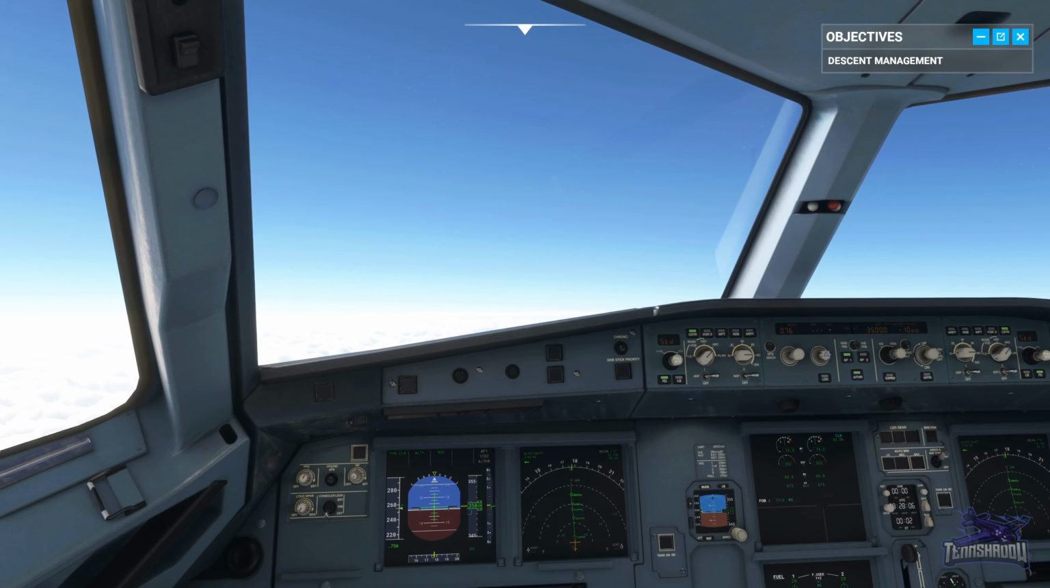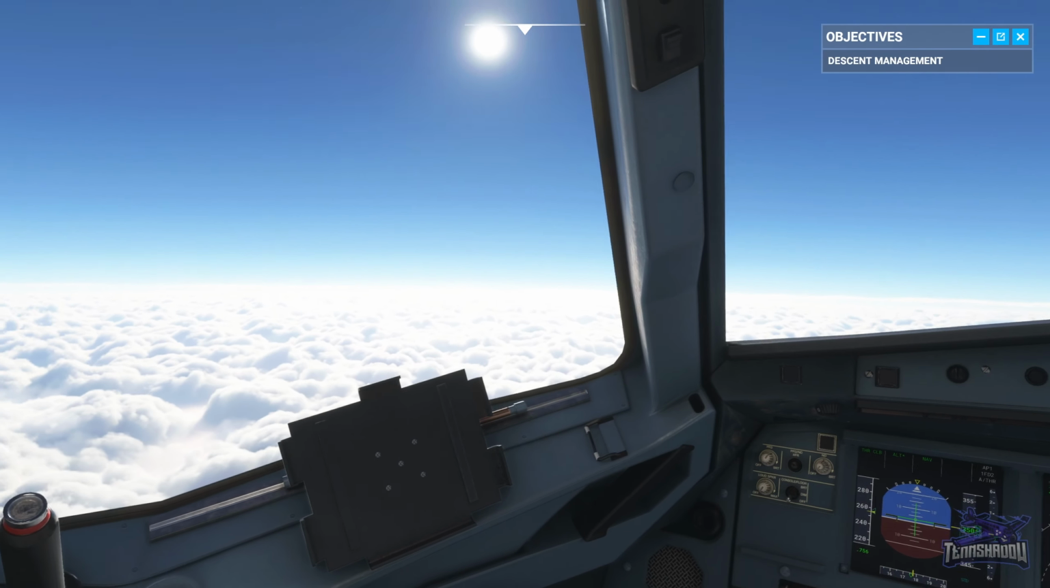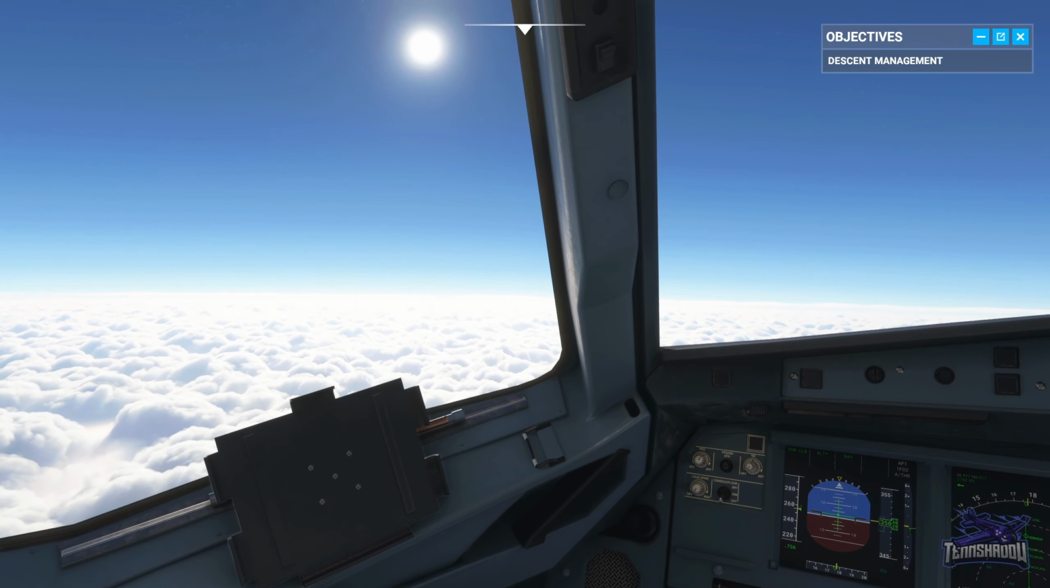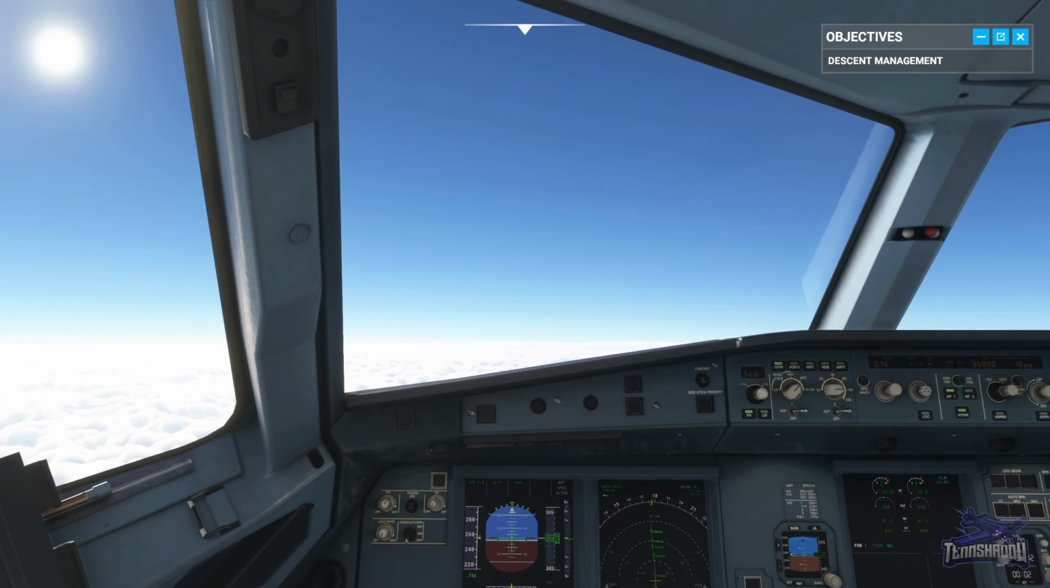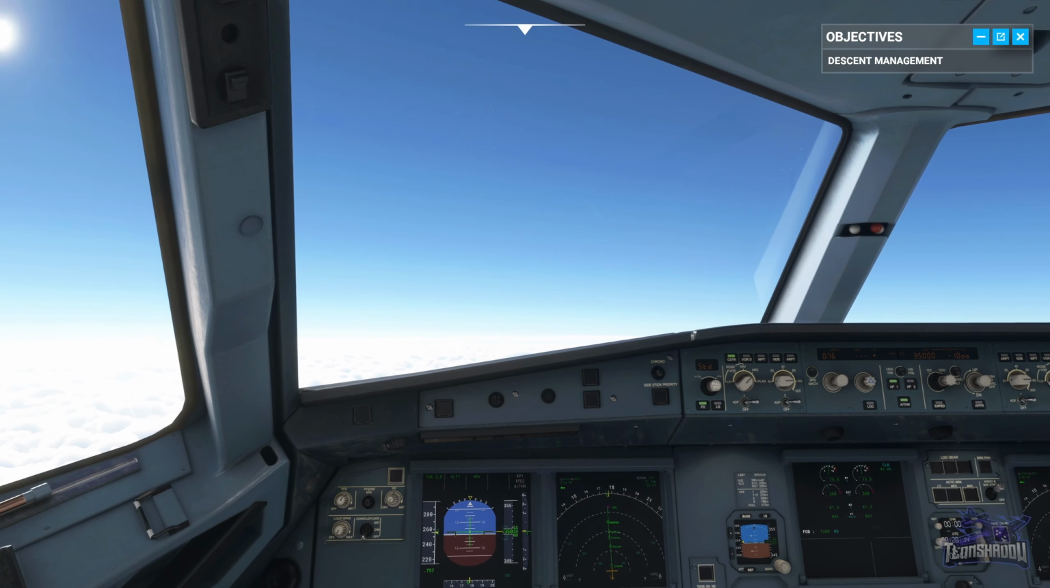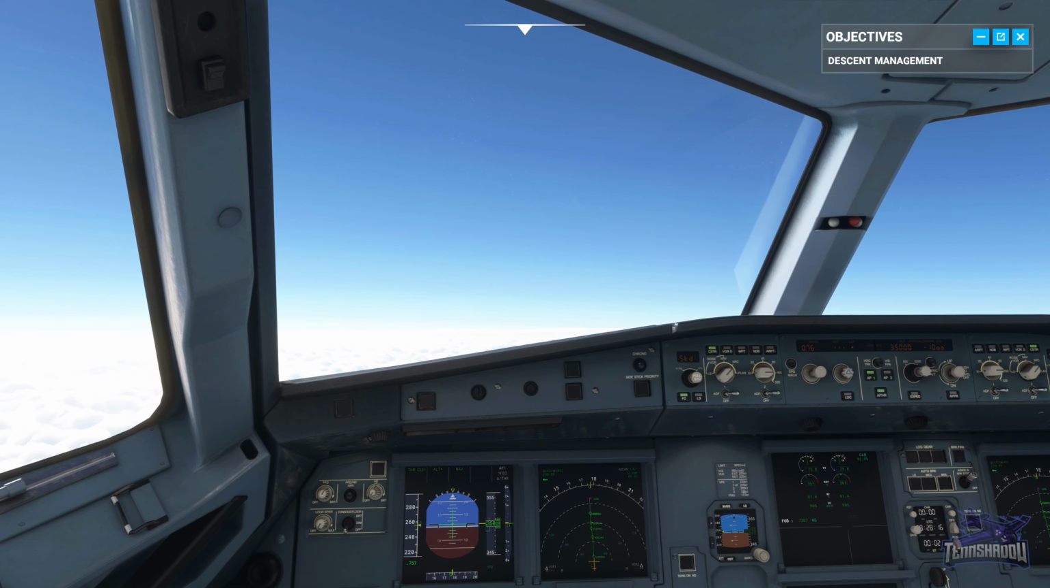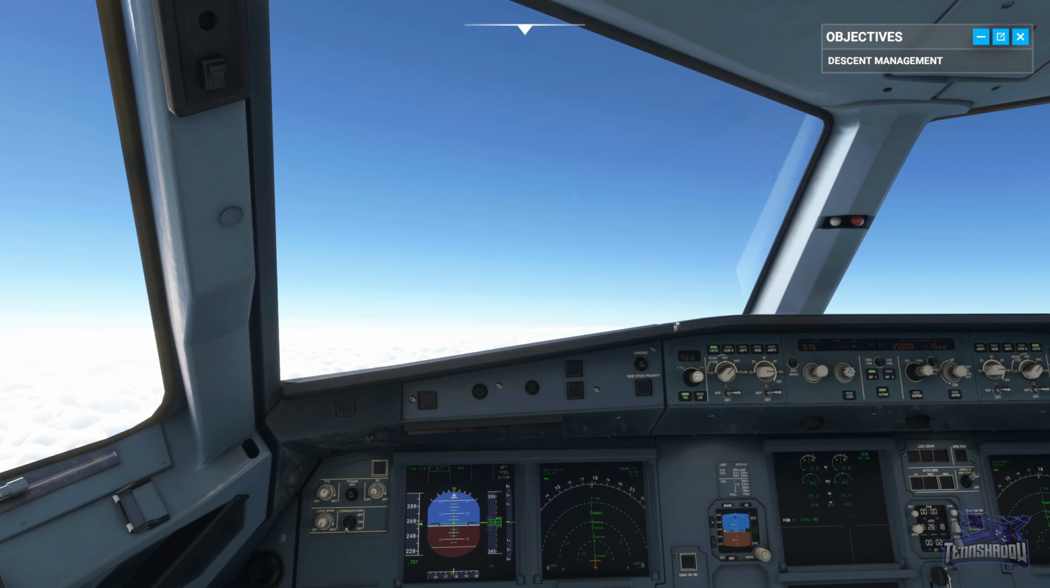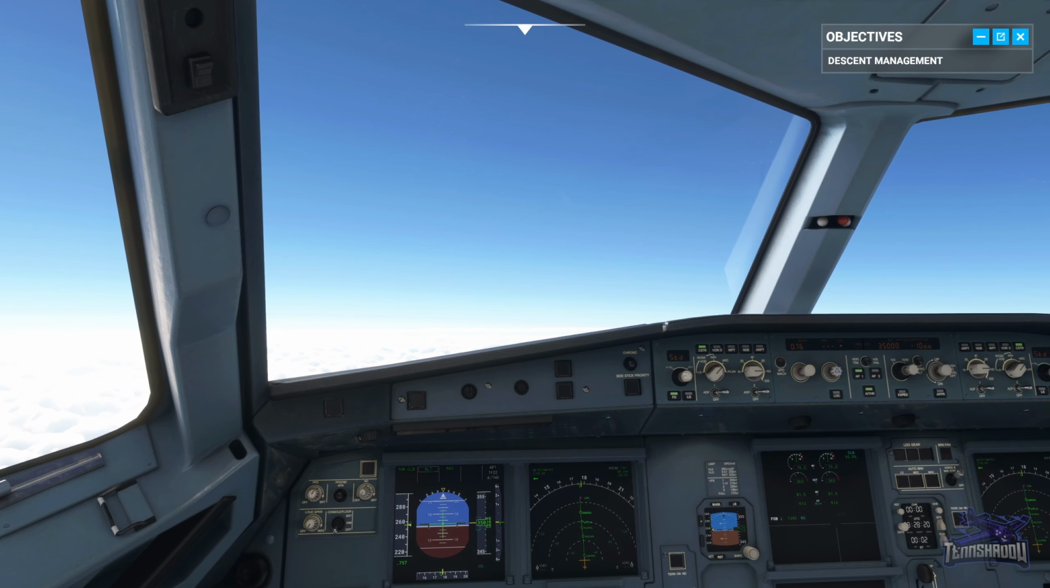It's very common to have to delay descent if there is another aircraft passing underneath us, or to keep us within controlled airspace. In this case, we turn our attention to energy management, which is the control of the aeroplane's inertia.